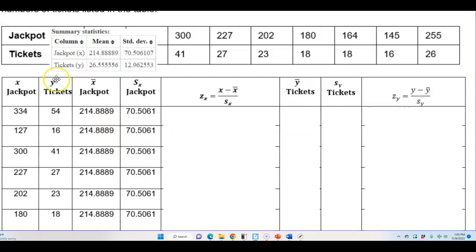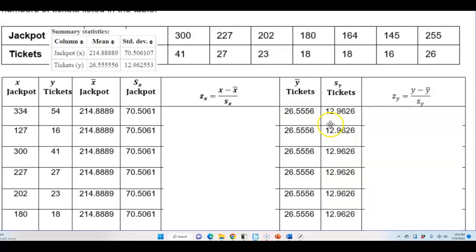And then for the y mean values, it should be 26.5556. Rounding that to 4 decimal places, we get 26.5556. And then for the standard deviation for the y values, rounding to 4 decimal places, we get 12.9626.